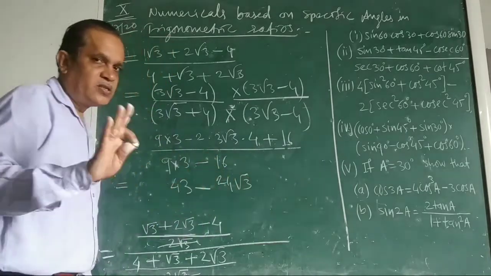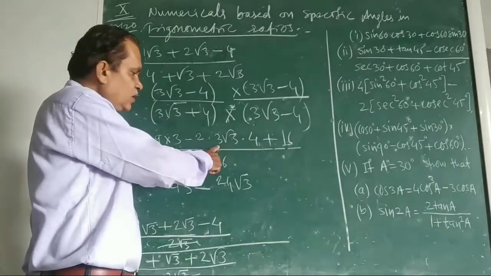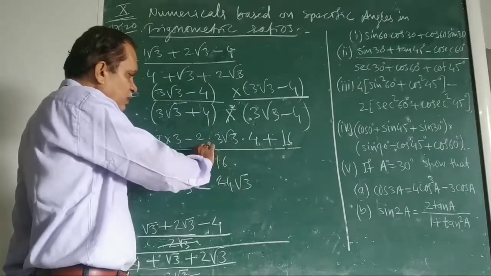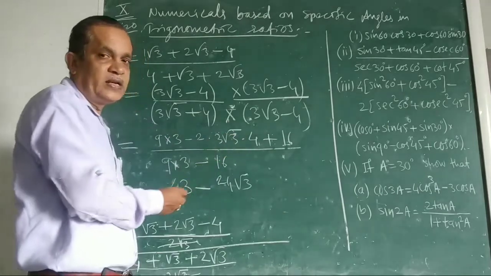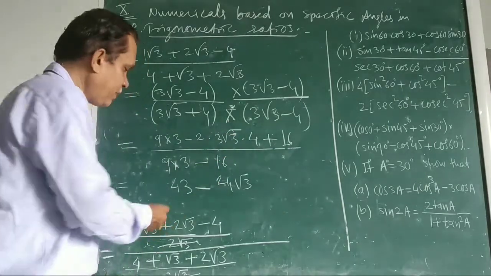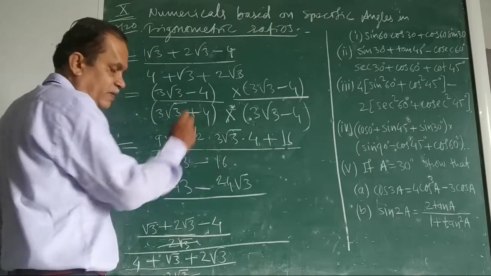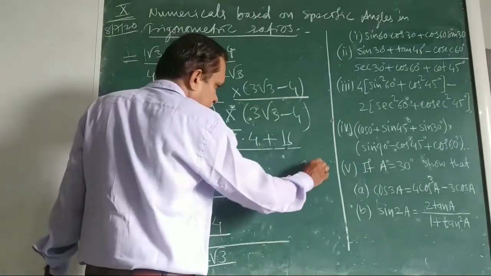Be precautious. Properly see. Multiply. 2 multiplied by 3, 6. 6 multiplied by 4, 24 root 3. We cannot multiply this because this is irrational number root 3. We cannot multiply inside directly. Okay. We got 24 root 3 upon. Now see 27 minus 16. 27 minus 16.